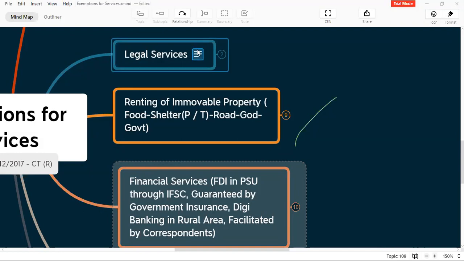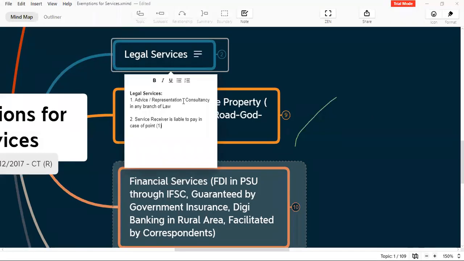So what we have done here is there are some points. Legal services represents only advice or representation or consultancy in any branch of law. For example, you go to some advocate and you ask him, sir, what is the taxability of this transaction? That is related to income tax or GST. You go to an advocate and ask, sir, whether this contract is valid, is it okay? You ask him to go through the entire property documents. It's again a contract related to properties. It is a law related to the Contract Act. So it is still related to law.